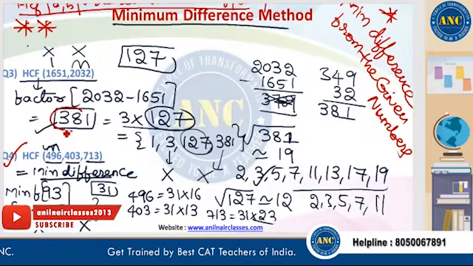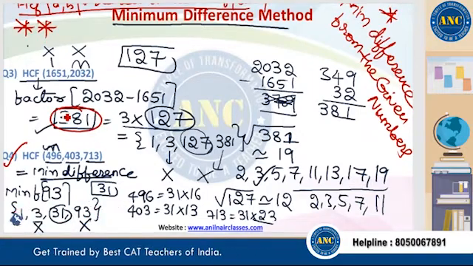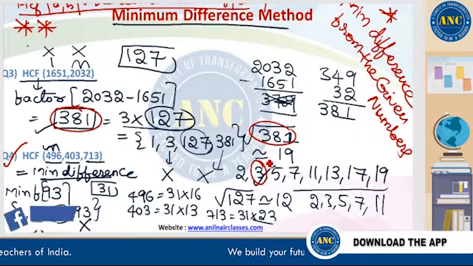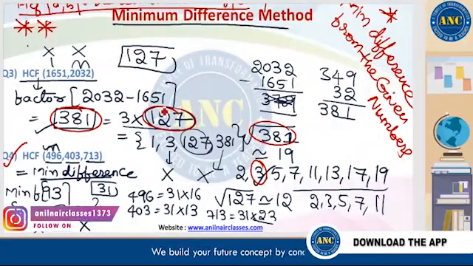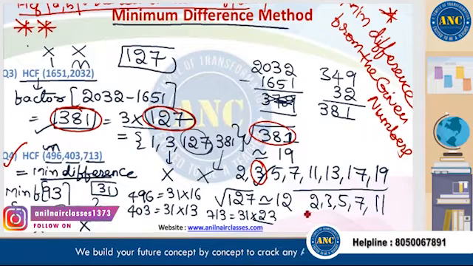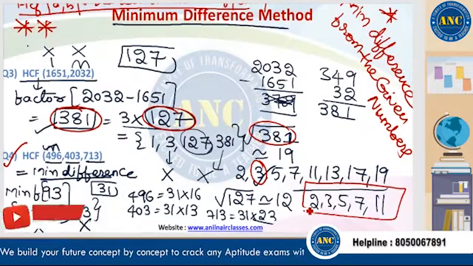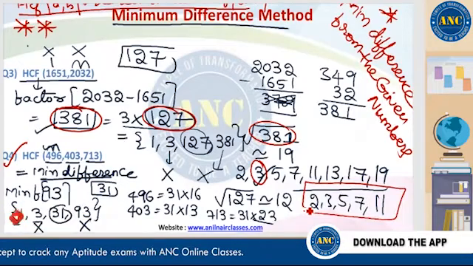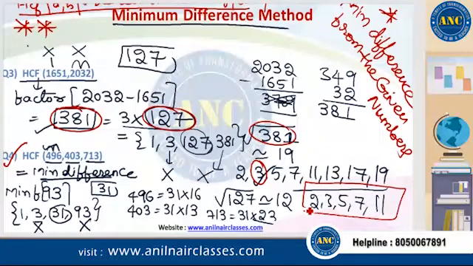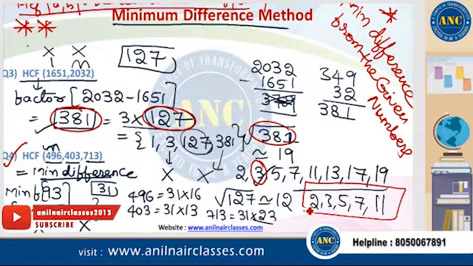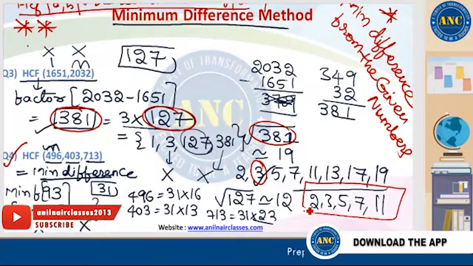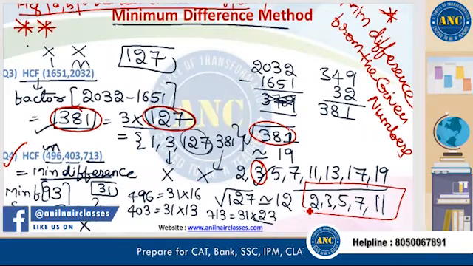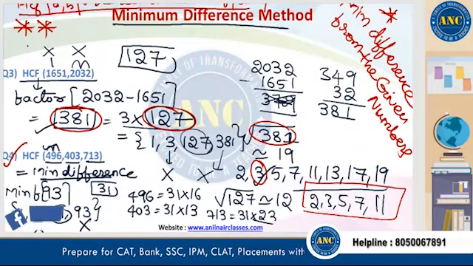Here I checked whether 381 is composite or not. 381 is divisible by 3. 127 is not divisible by any of the prime numbers. So the answer is 127. I hope it is clear. Next slide.